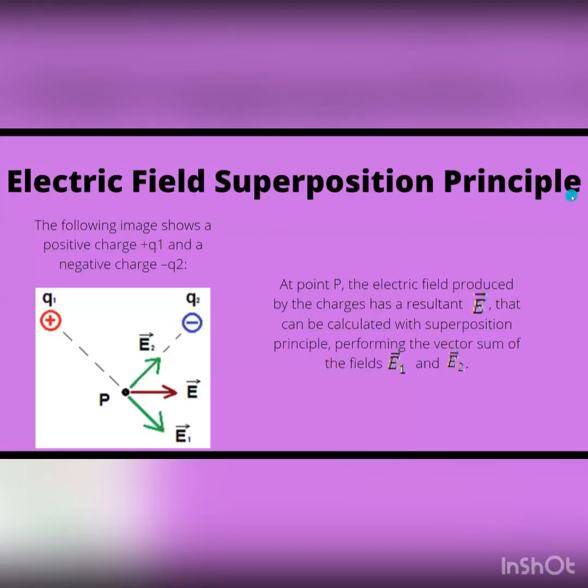An example of the superposition principle is this image, right? Here's the positive charge, the negative charge, and all the electric fields. So this is number one, the one you're going to add using the previous formula, number two, and number three. At point P, the electric field produced by the charges has a resultant electric field vector that can be calculated with the superposition principle, performing the vector sum, which is the first field plus the second field plus the third field. Simple.